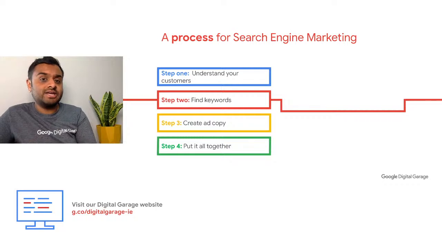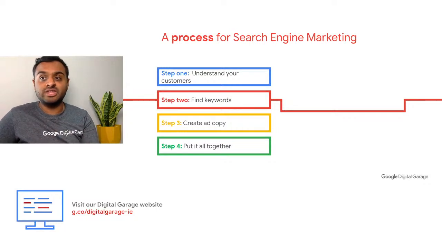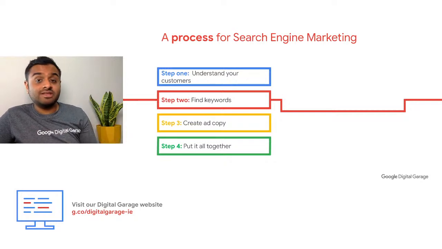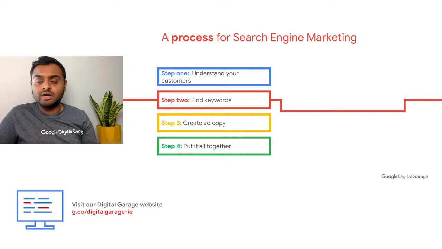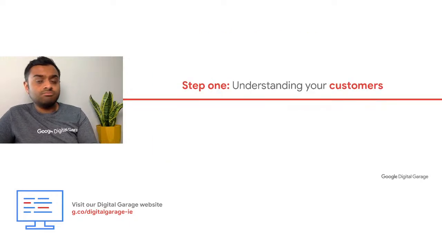Step 2 is all about finding keywords, which I'll go through very shortly. Step 3 is creating an ad that's going to make people want to click onto it when they see our advert appear on Google. And then step 4, we'll put all the pieces together and go through a step-by-step process of how we actually set up a Google ad that's going to appear on search engines exclusively.